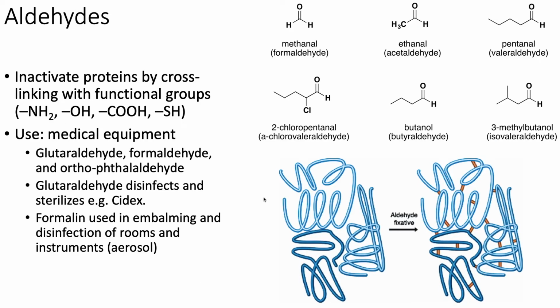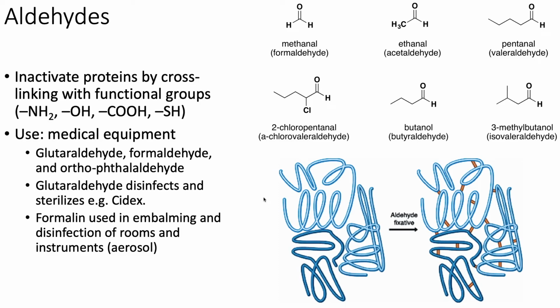Aldehydes are another example. You've probably heard of formaldehyde. That's how we typically embalm bodies. We use formalin, which is just a polymer of formaldehyde. Formaldehyde by itself is extremely reactive and very tough to maintain, so we use a polymer of it that can survive longer. They cross-link functional groups, and as opposed to degrading things, aldehydes basically freeze them in place, which is why we use them to embalm bodies.